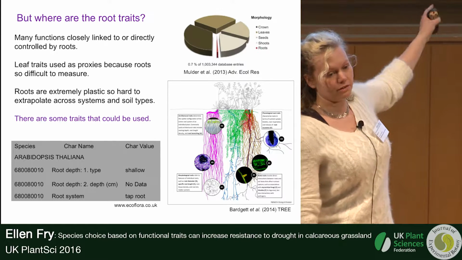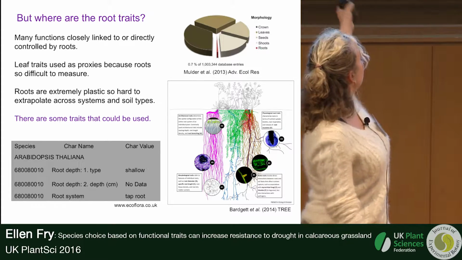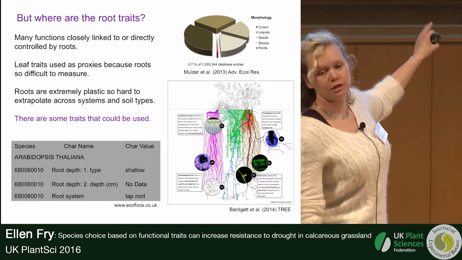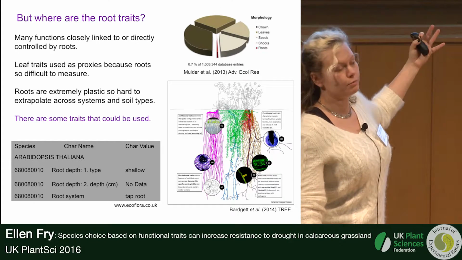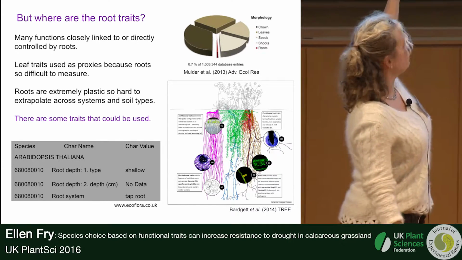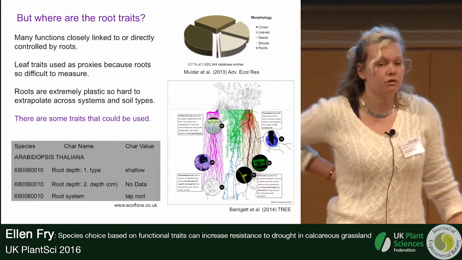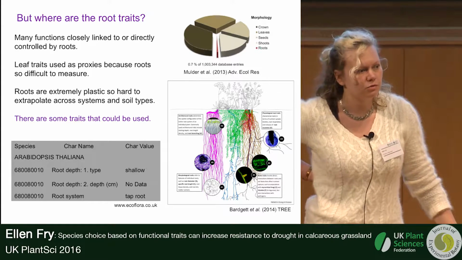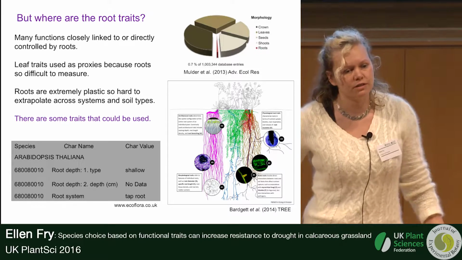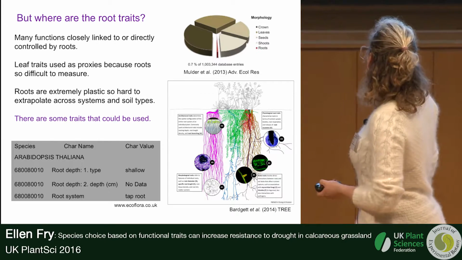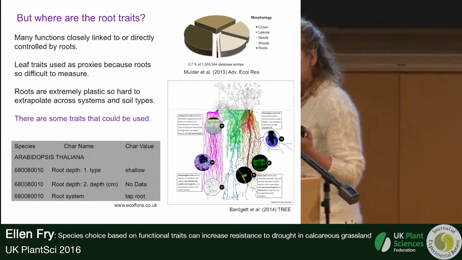And just to illustrate my point further, this is an entry from Ecoflora, which is quite a big important traits database. Arabidopsis thaliana, arguably one of the most studied species in the world, and it doesn't even have a full complement of data in this data set. So you see the problem.